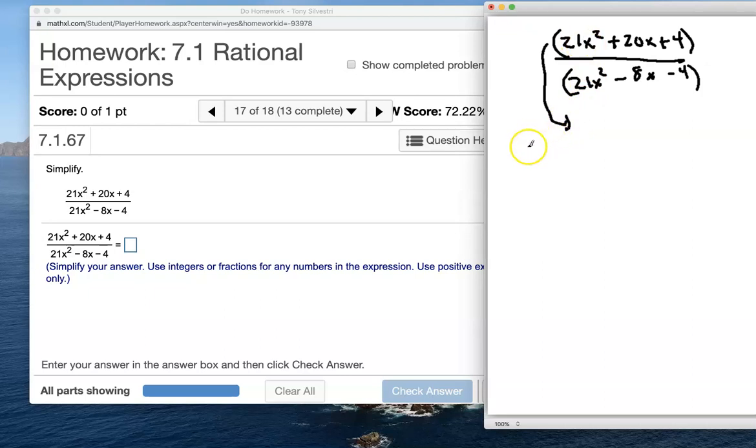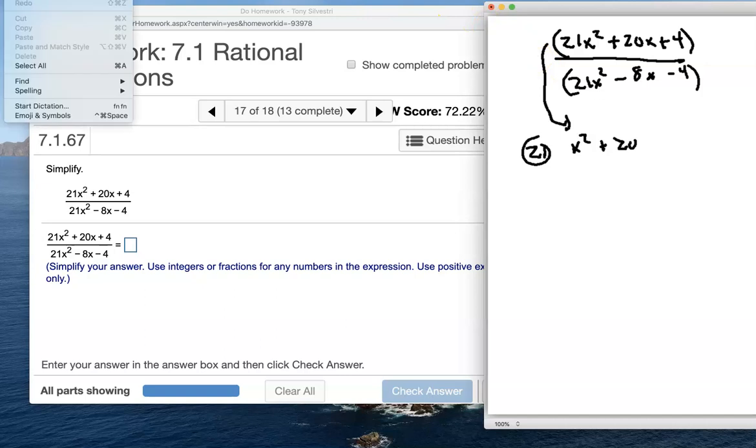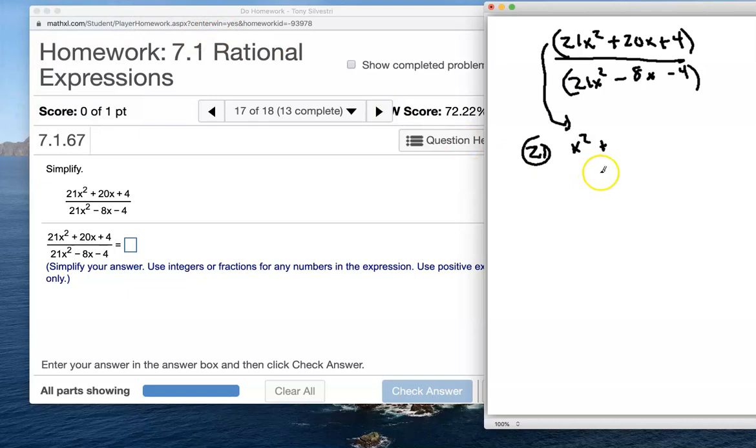factor it. I'm going to go ahead and take the 21 away from that x squared, circle it. X squared plus 20. Oh, that's an ugly looking 20. Let me do edit undo. Let's make a better looking 20x. But now this number here is 21 times 4, which is 84.